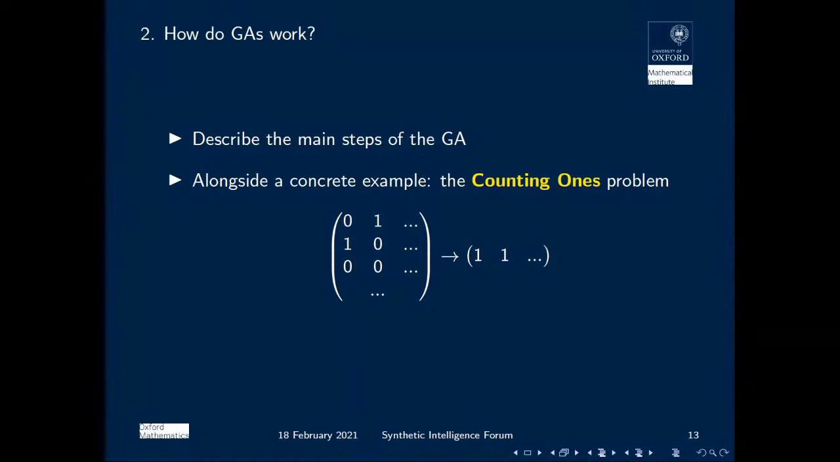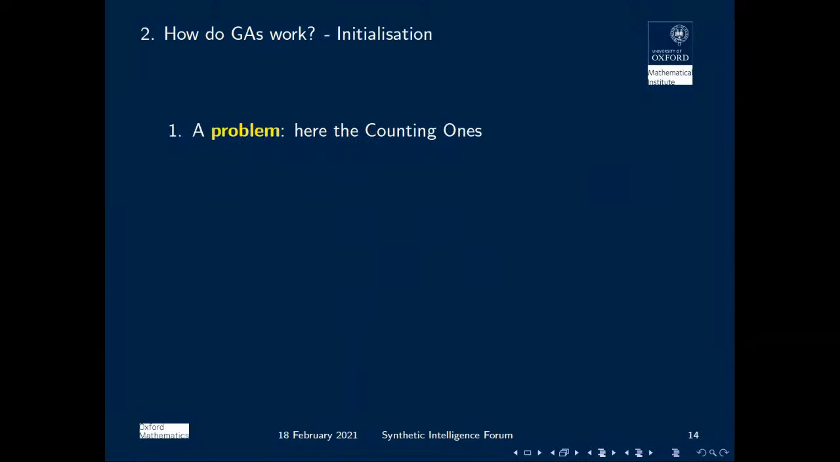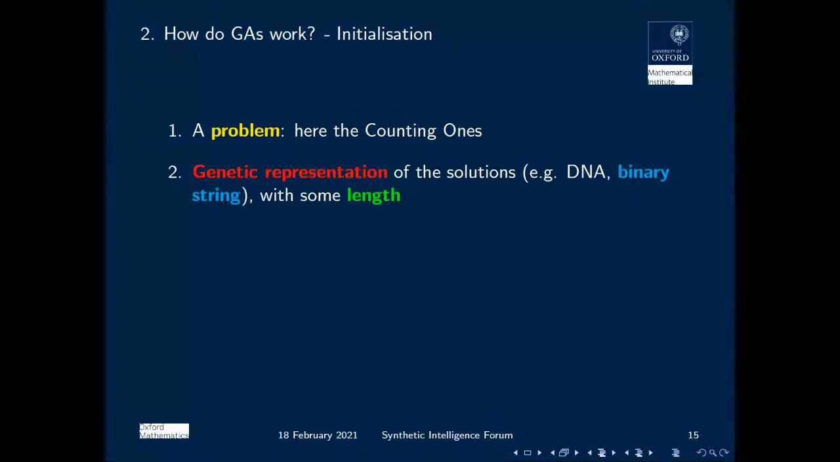So the first step when you're trying to apply a GA to something is to have a problem first. It really wouldn't work if you don't know what you want to achieve, if you don't know what you're doing. So here, the problem that is selected is a simple one for illustration. This is the counting ones problem. The second thing you're going to define is how are you going to represent the solutions to this problem?